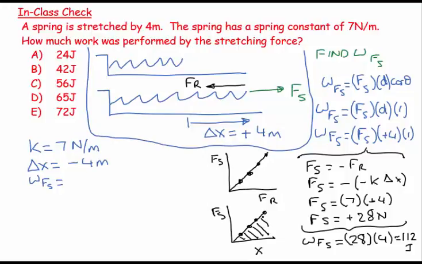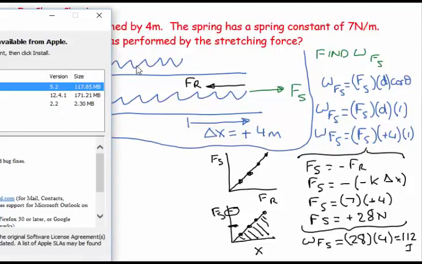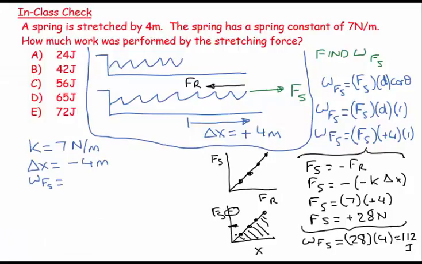And can you see what I should have done? Rather than taking the final value of Fs, I should have taken the average value of Fs. And because it starts at 0 and ends at the maximum Fs, the average value is half of that.